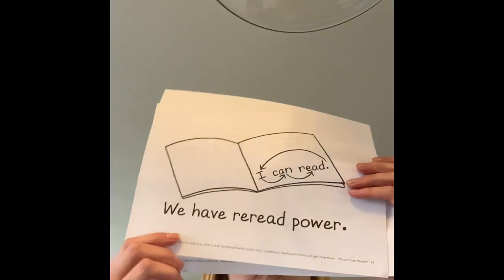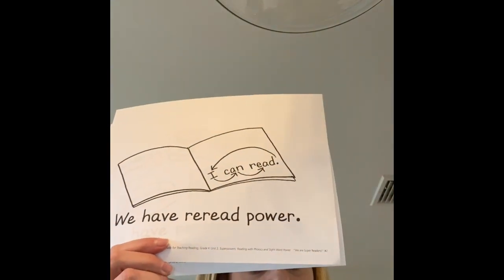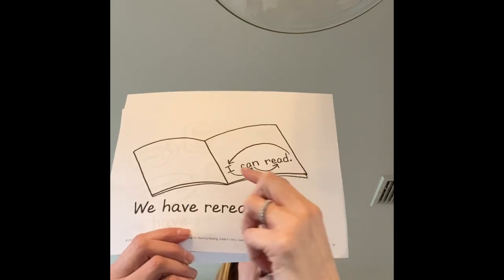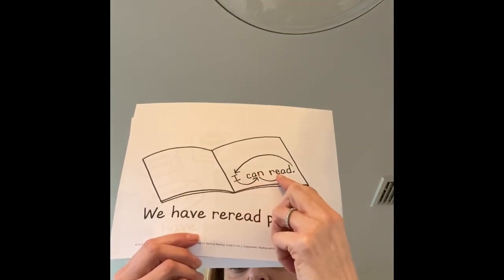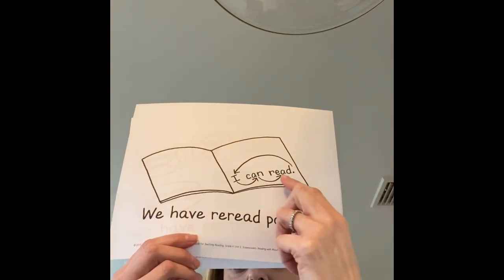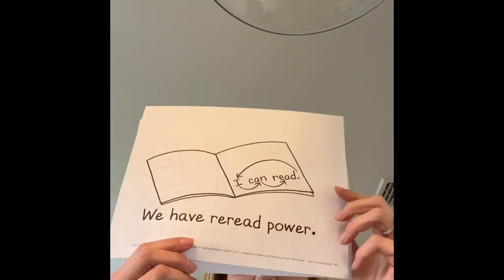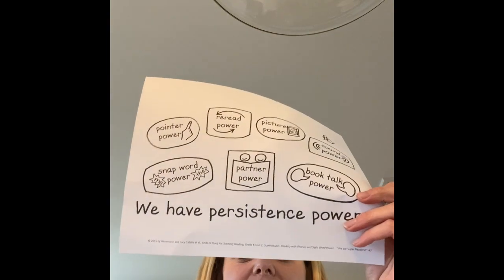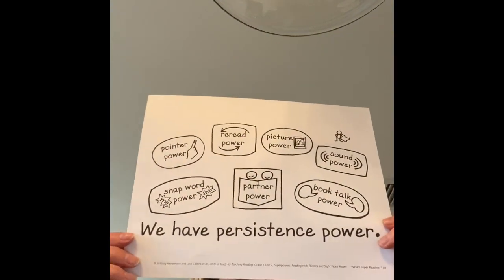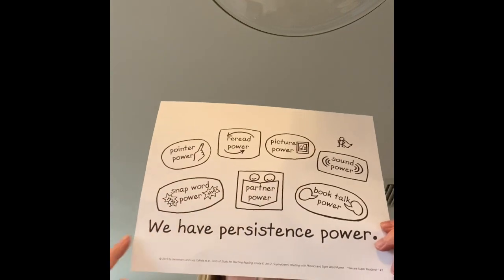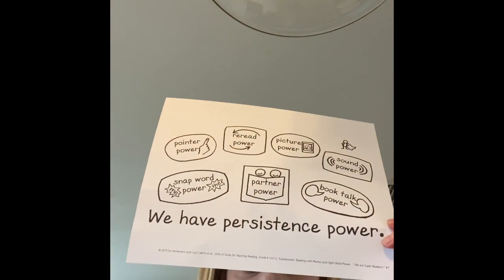And reread power. When we use this reread power strategy, sometimes we might get stuck on a word, and sometimes rereading it helps us. If you reread it, you might be able to read a little faster. And then we have persistence power. Persistence power is just a fancy way of saying that you're going to do all of these strategies to try to figure out those tricky words.